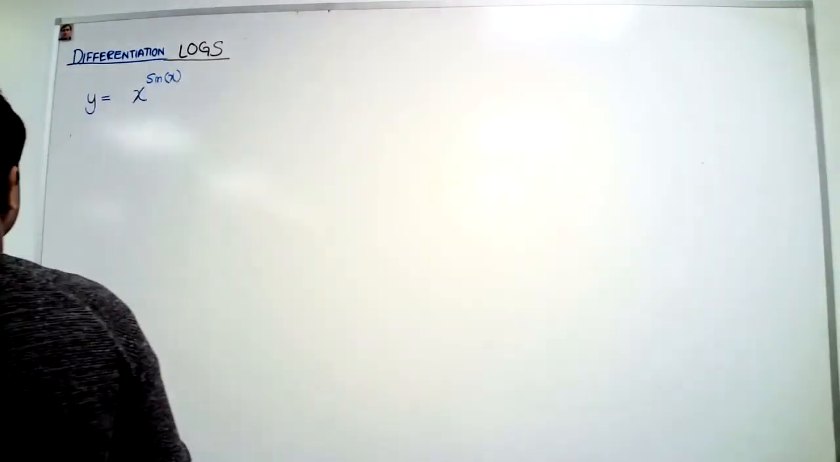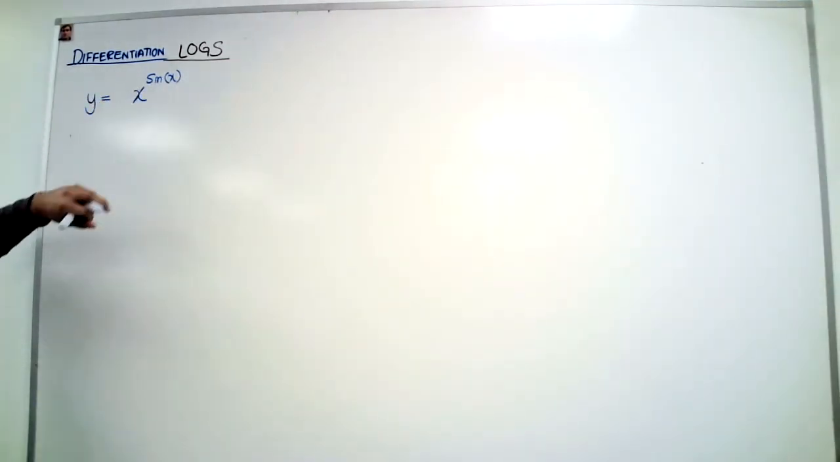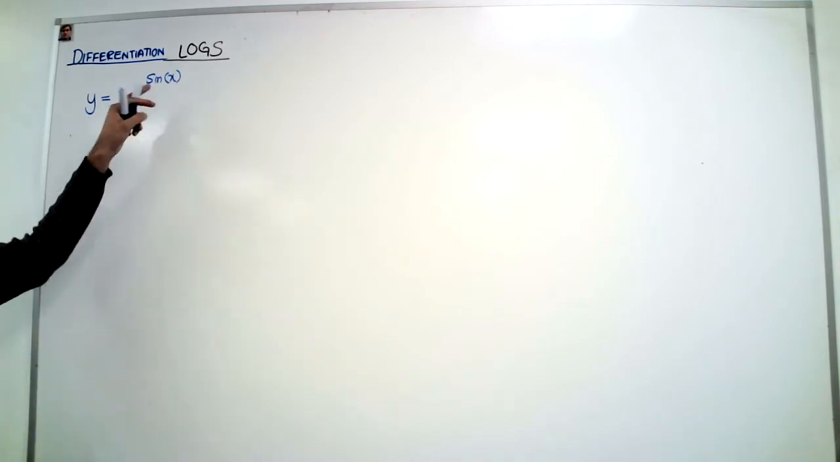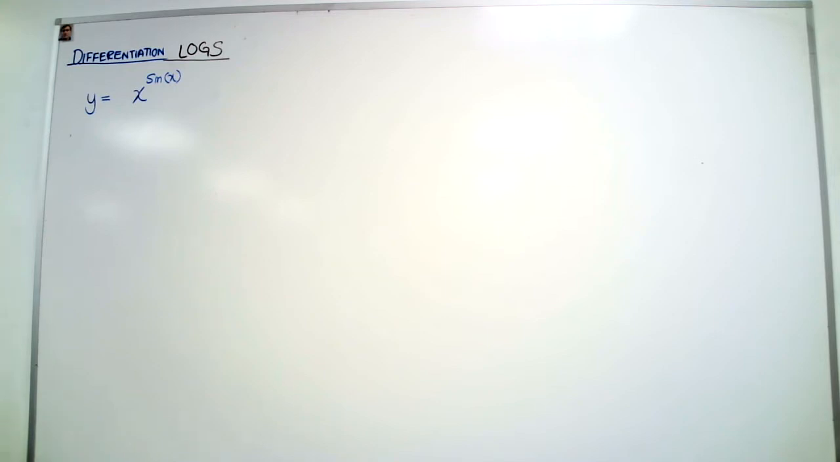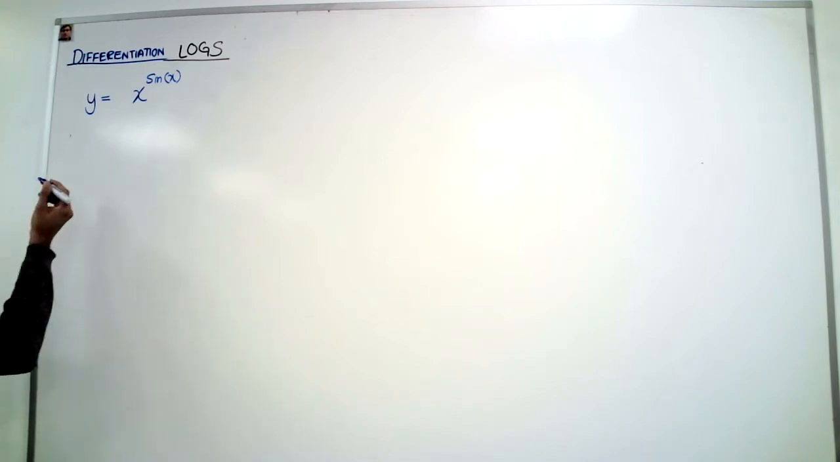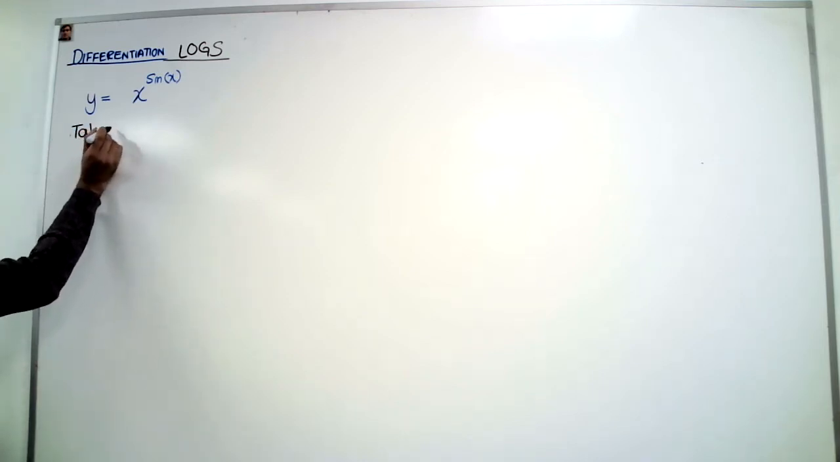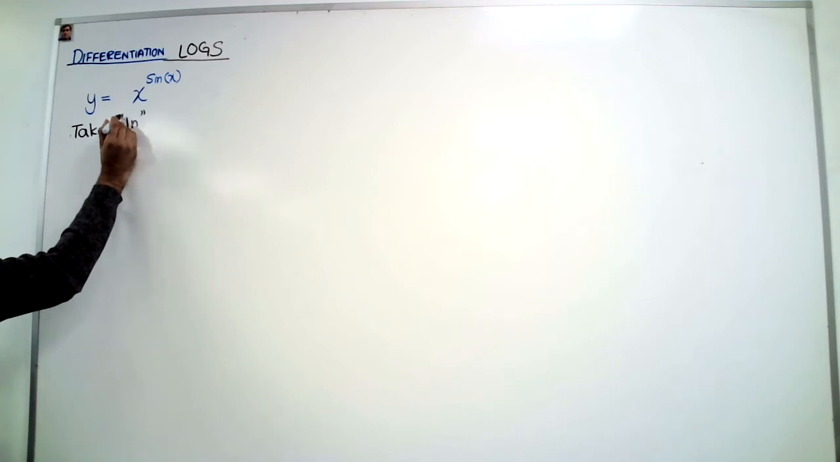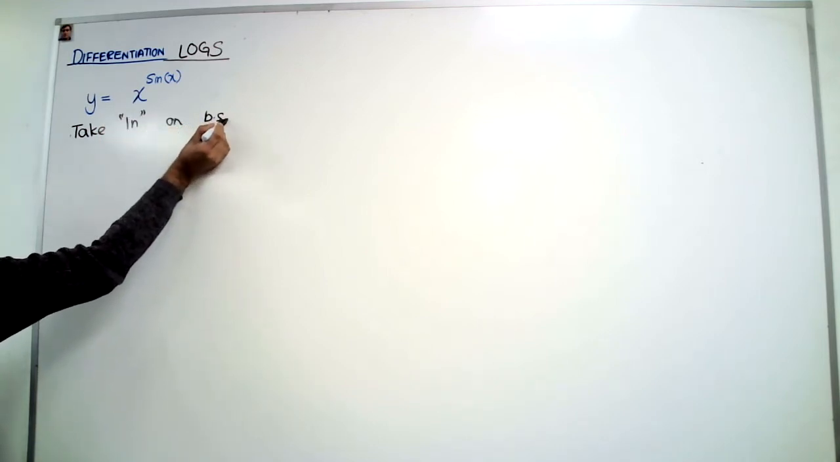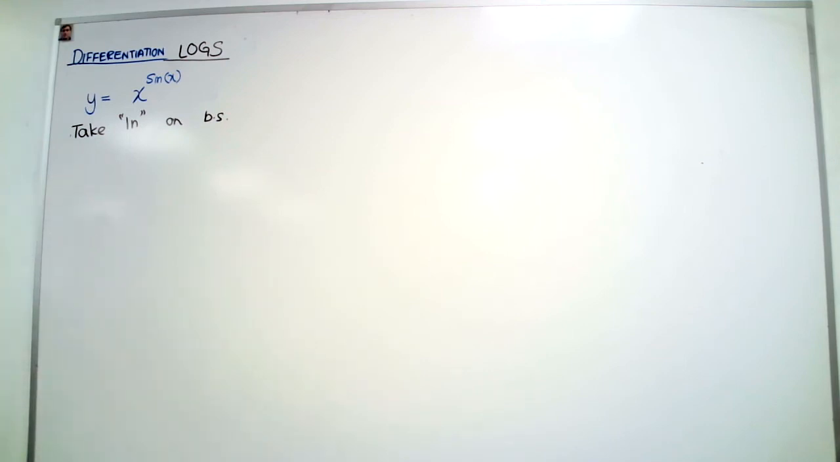Okay, now I got y equals x to the power sine x. Because both of them are variables, there is no constant, so I cannot use the normal rule, where the power comes out and you use the power minus 1, just like we differentiate y equals x cubed, which is 3x squared. I cannot use that here. So to do that one, to start with, I will take logs on both sides. First thing is, I will take ln, which is a log, on BS. BS means both sides. It doesn't mean something else.